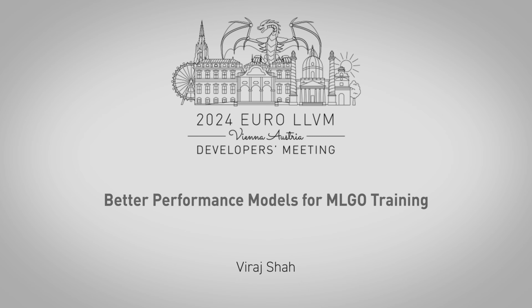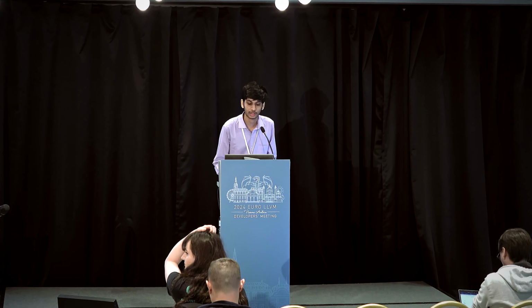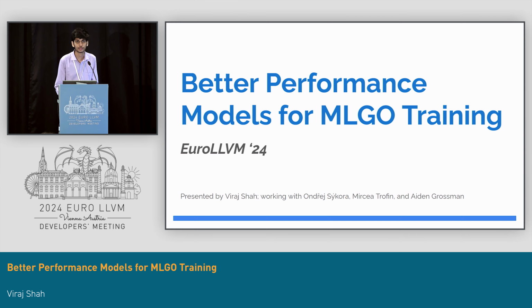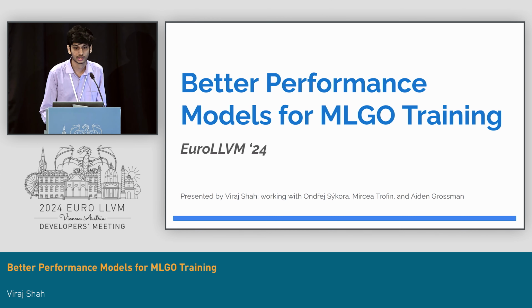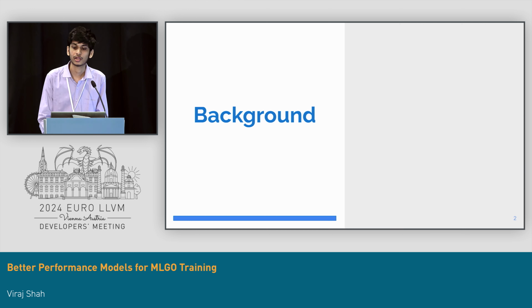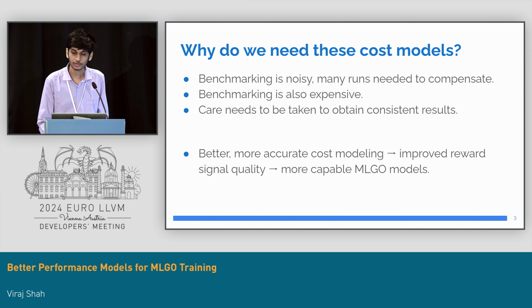I'm here to present some work and ideas around building more accurate models of code performance, specifically for use in training machine learning models for machine learning guided optimization. So I'll begin by building some background on the topic that should lead us to the ideas behind what we're trying to do. So first of all, why do we need these cost models?